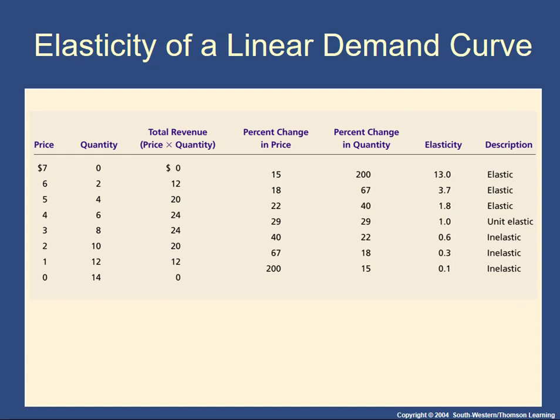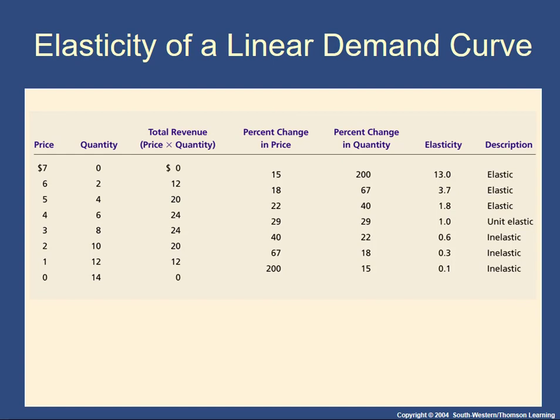So let's take a look at this table in detail. You can see that there's a demand schedule for the two left-hand most columns. It tells you the price and the quantity of the good. And if you start at a price of 7, then your quantity demanded is going to be 0. That's going to be the top of the demand curve.